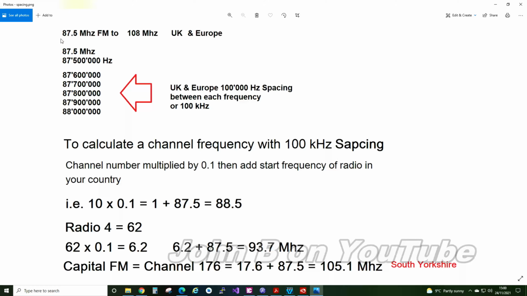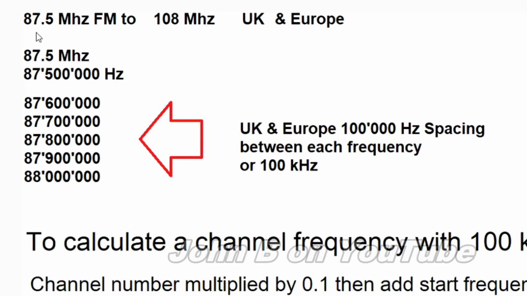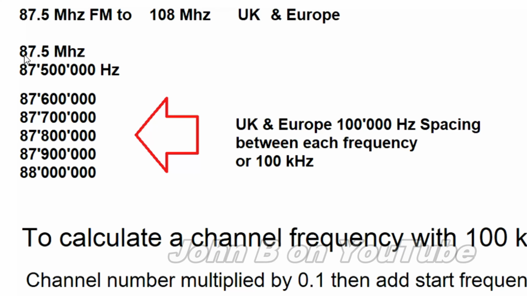So on radios in the UK and most of Europe, I think, the FM frequency band starts at 87.5 megahertz and runs up to 108 megahertz. Abbreviated, 87.5 megs. That's 87,500,000 hertz. If there was a radio station broadcasting on that frequency, 87.5, the next available channel would be, in the UK and Europe, pretty sure it's the same as Europe, 87,600,000 hertz. Then 87,700,000 hertz, 87,800,000.